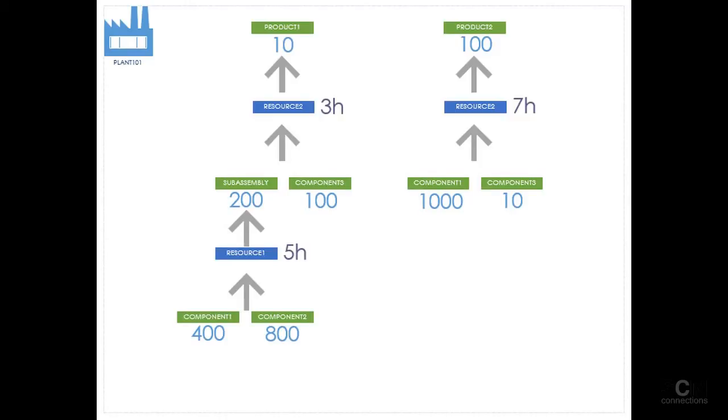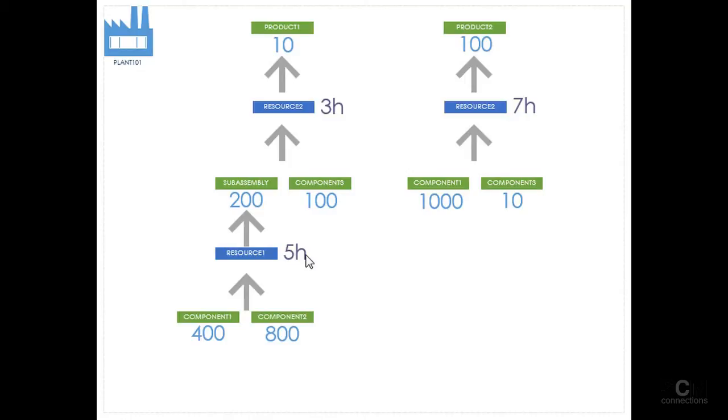This next slide is essentially a breakdown of the bill of materials and the recipes. What essentially this diagram is saying is that I have component 1 of 400 units and component 2 of 800 units, and they go through resource 1 and it produces 200 units of a subassembly. That subassembly with 100 units of component 3 goes through resource 2 and produces 10 units of product 1. That resource 2 is also shared with product 2, and it's saying that 1,000 units of component 1 and 10 units of component 3 go through resource 2 and produce 100 units of product 2.